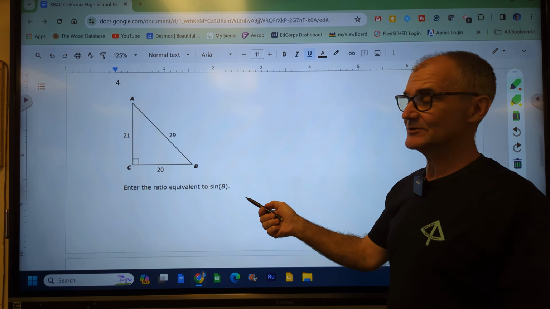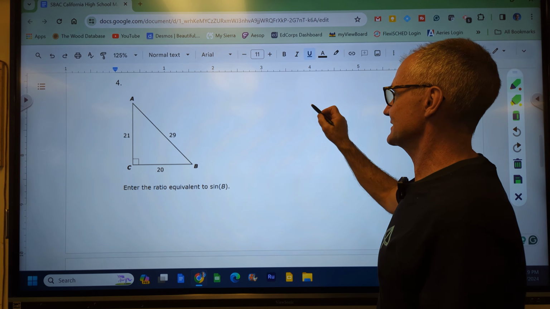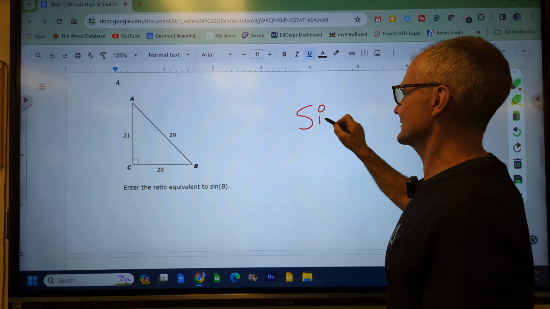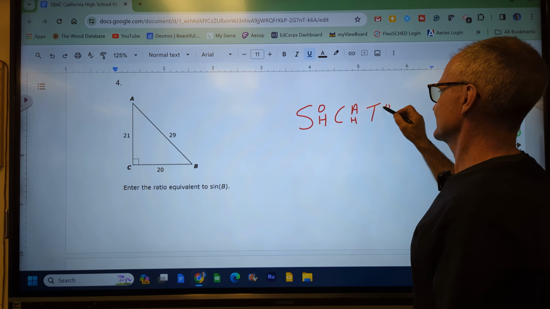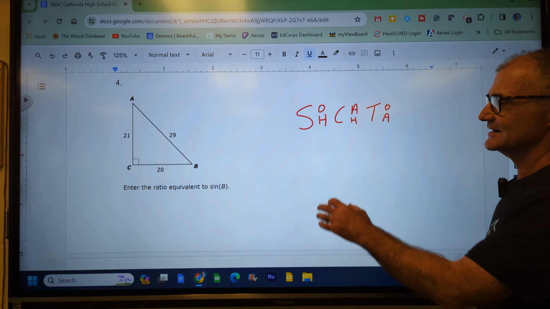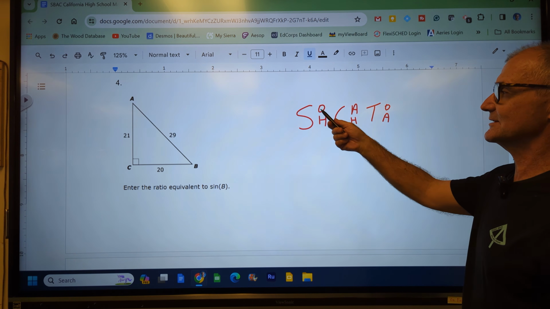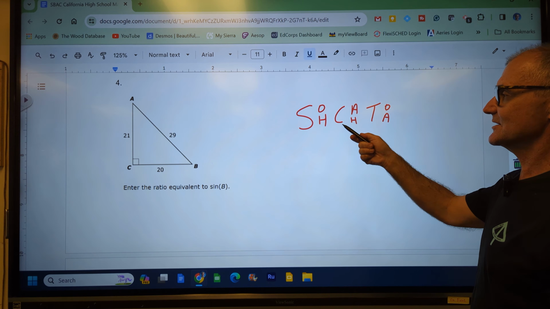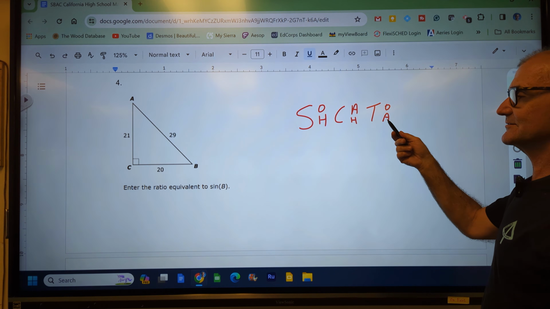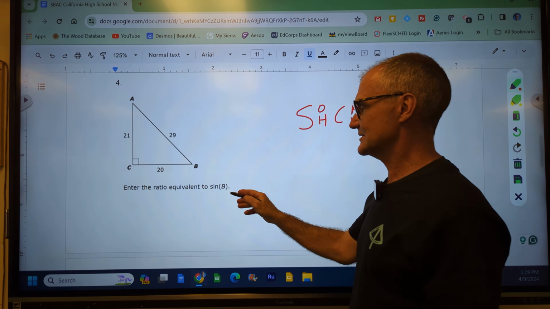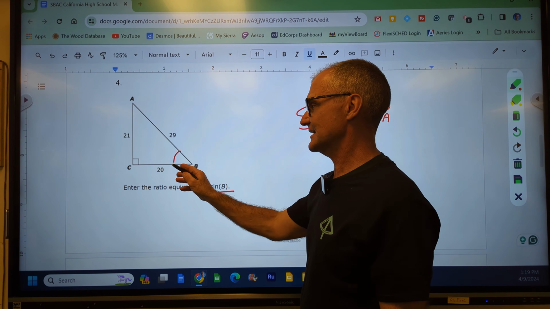So this is really a vocab problem. You have to know what sine means. The mnemonic device I remember is SOH CAH TOA. And those are my 3 trig functions. This helps you remember sine is equal to opposite over hypotenuse, cosine equal to adjacent over hypotenuse, tangent opposite over adjacent. So this is saying what is the sine of this angle?